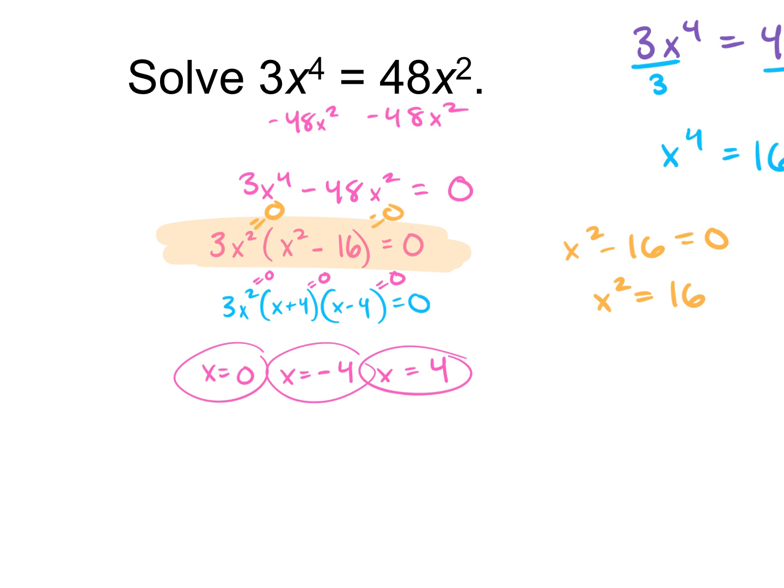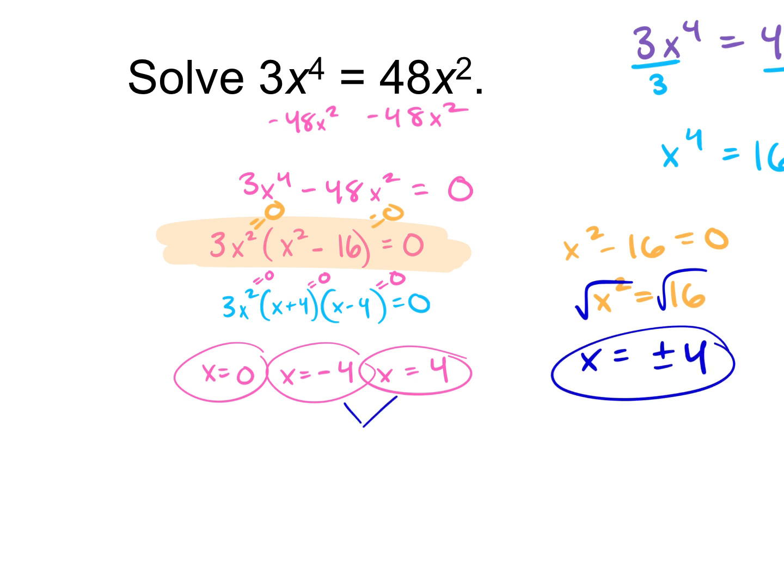How would I solve next? What would I do? Square root both sides. So what does x equal? Plus or minus 4. Awesome. Which would give us the same thing.